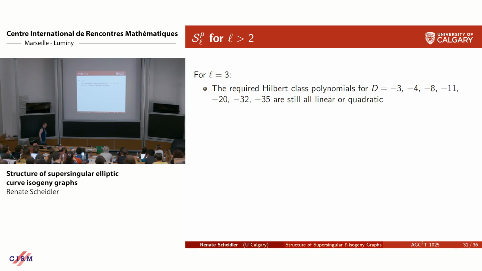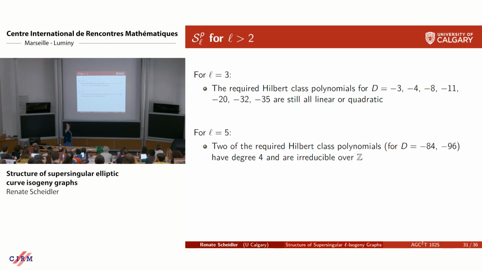Again, it's not quite as interesting because the 3 graph over FP has a much simpler structure. The required Hilbert class polynomials that show up are for these discriminants here, for this list of discriminants. Happily, they're all still linear or quadratic, so the same methodology still works. And then we started looking at L equals 5, and two of the Hilbert class polynomials that show up are like degree 4 polynomials.